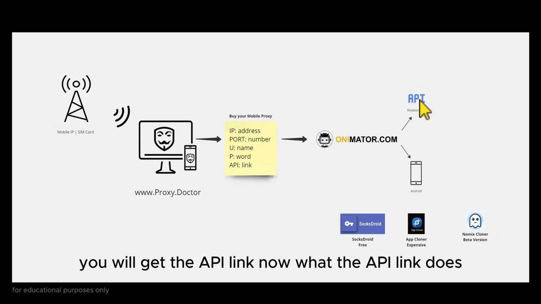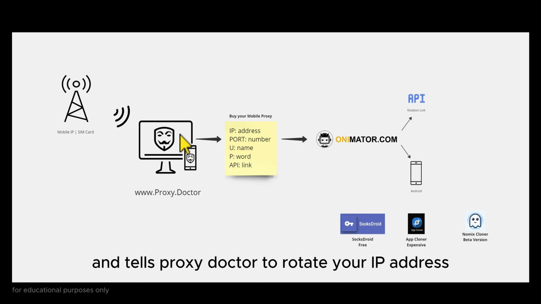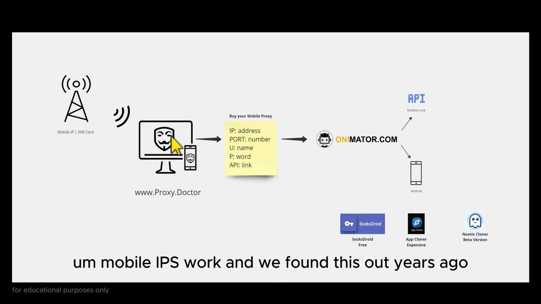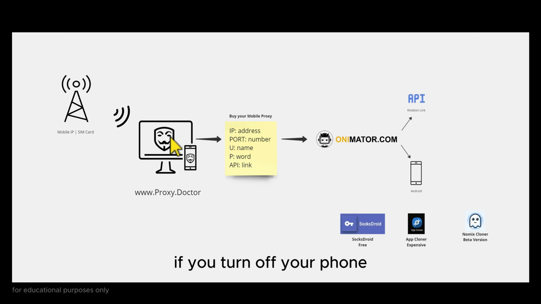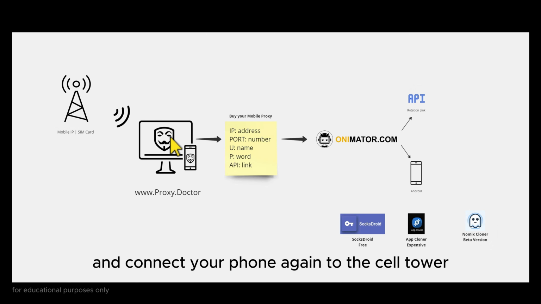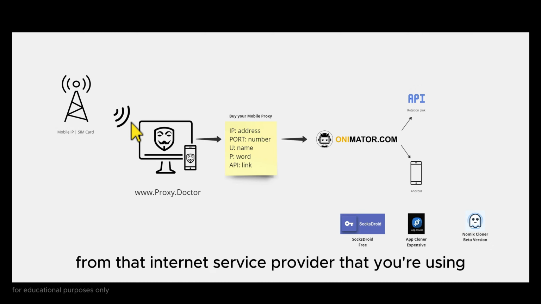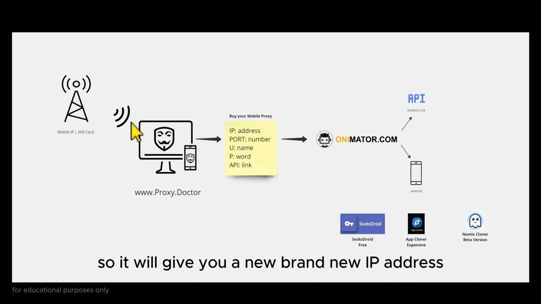You will get the API link. Now, what the API link does, it's nothing else but a link that links back to Proxy.Doctor and tells Proxy.Doctor to rotate your IP address. So the way mobile IPs work, and we found this out years ago, is that if you turn off your phone, or if you go into airplane mode for a couple of seconds, you can try this at home, and then go back again and connect your phone again to the cell tower, you will get a new IP from that internet service provider that you're using based on your SIM card. So it will give you a brand new IP address.